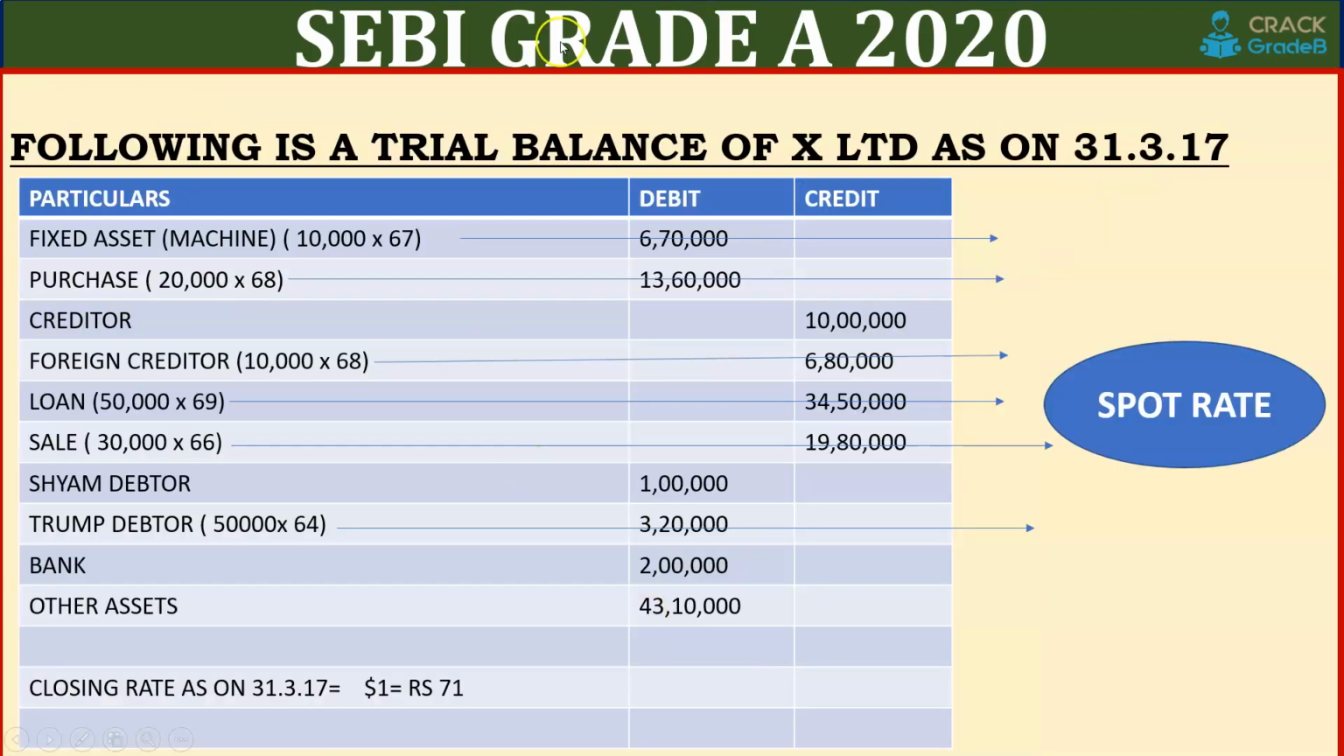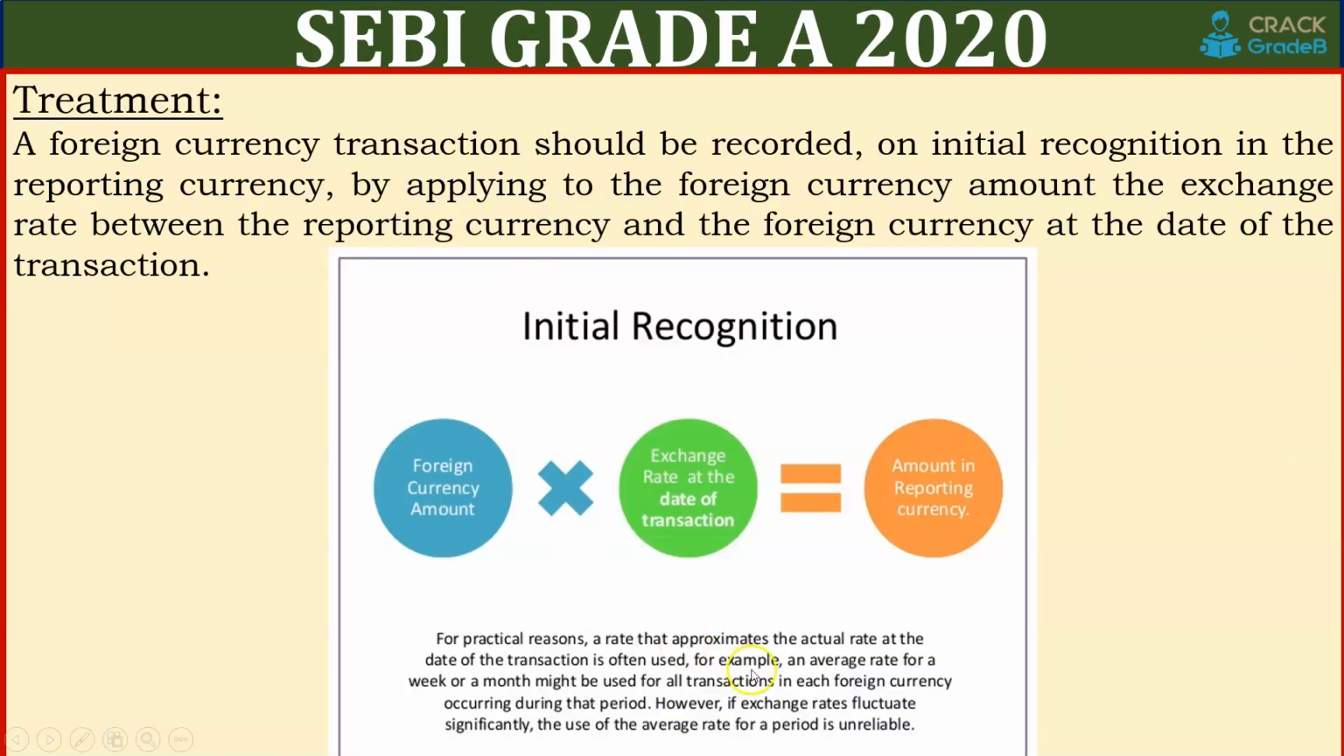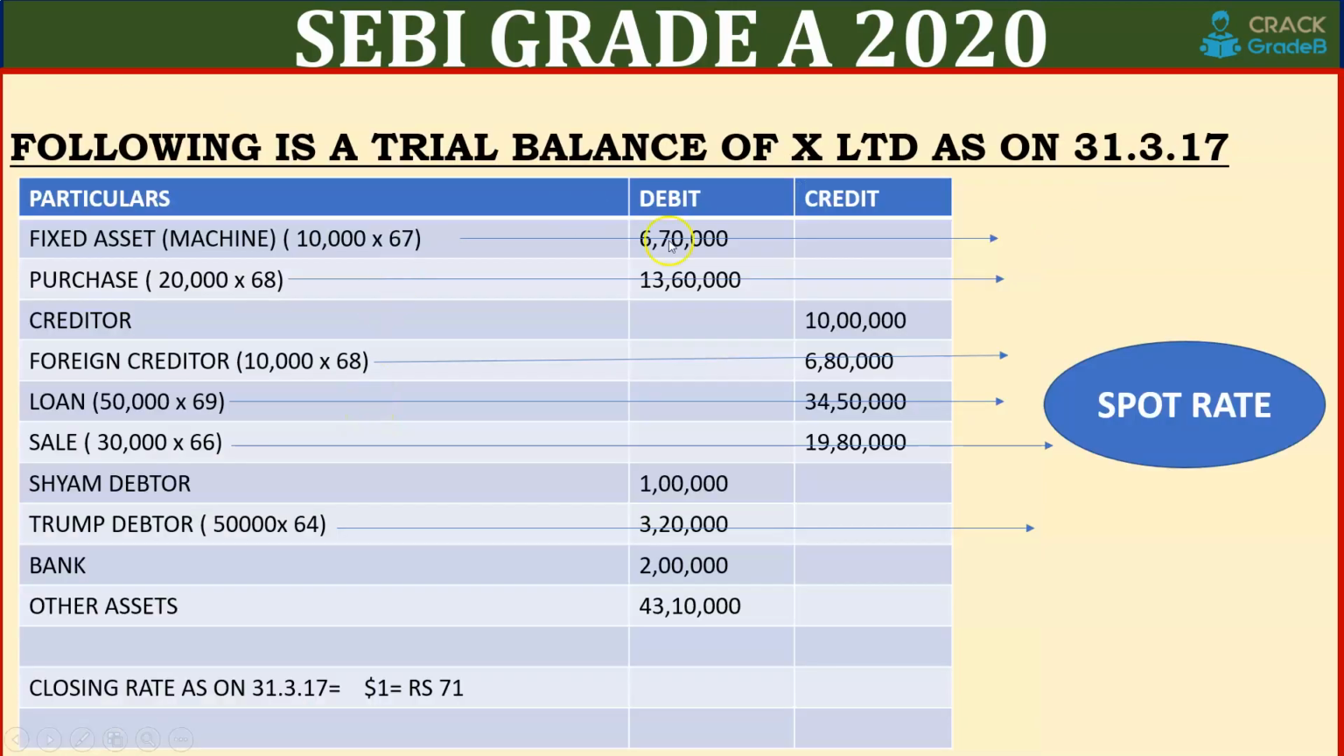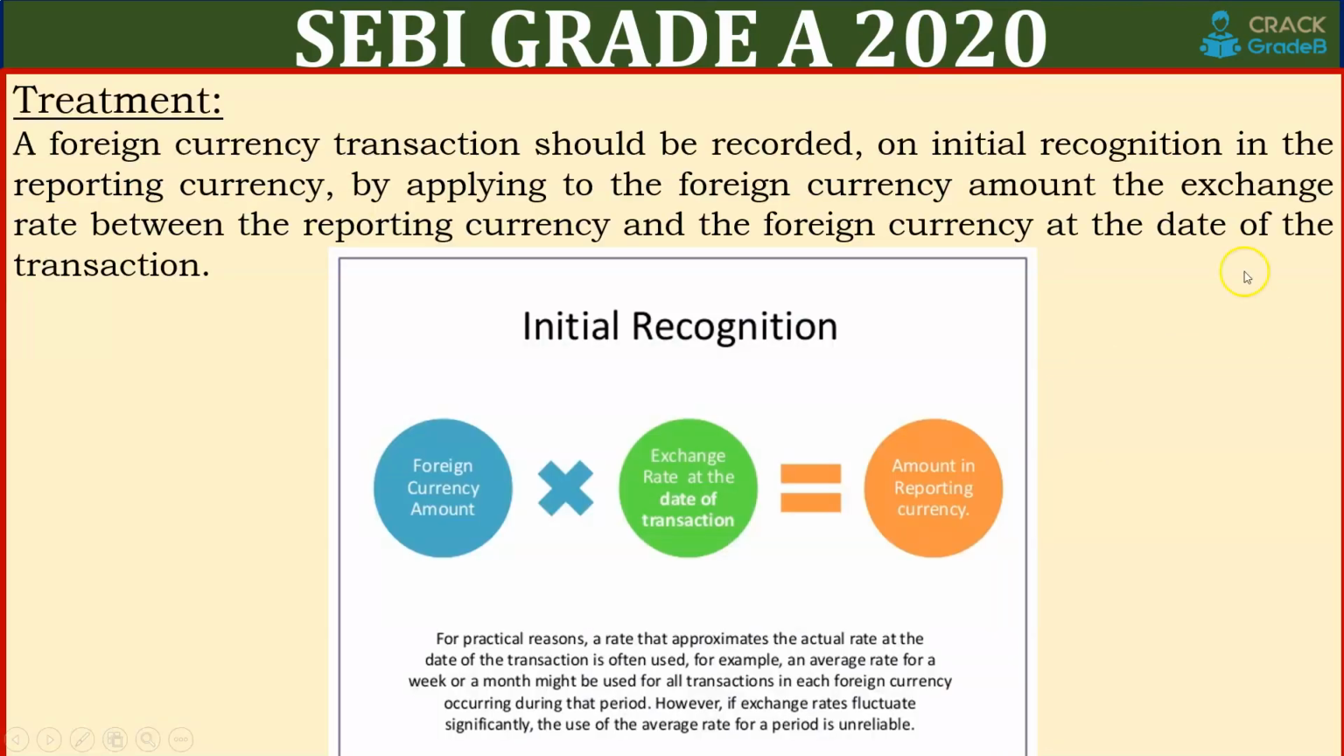Now I also told you that during the day, every year, there is a little bit of fluctuation that goes on in the exchange rates. So maybe at that time the rate was 67.05. After an hour it was 67.08. So a little bit of fluctuation goes on. So you can also take a rate that is approximate to the actual rate of the date of transaction. However, if the exchange rate fluctuates significantly, the use of an average rate is unreliable. So we need not go into this. We just need to know that you can use an approximate rate as well, and also the rate that exists on the date of transaction.